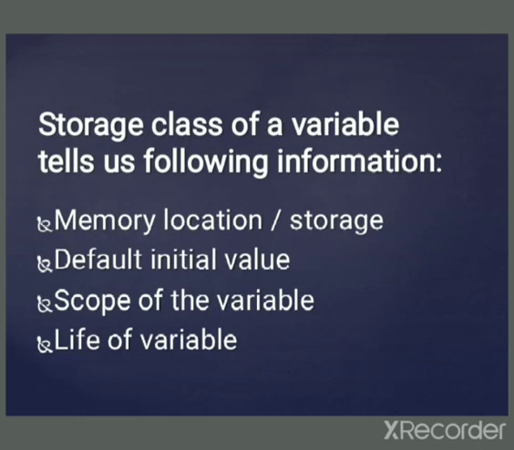The storage class of a variable tells us the following information. Memory location or storage means the location where the variable is stored. Default initial value is the value taken when no value is assigned to the variable. Scope of the variable is where the value of the variable will be available. Life of the variable is for how much time the variable remains in memory.